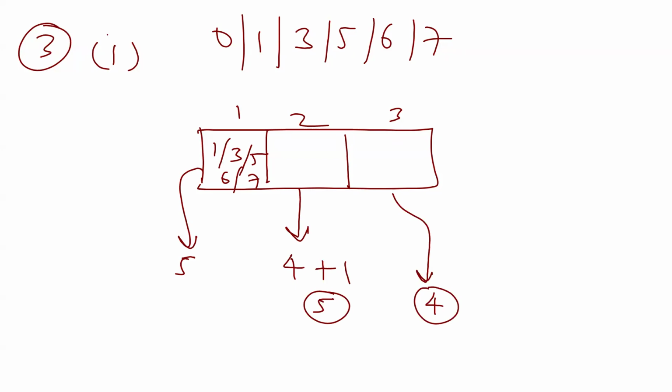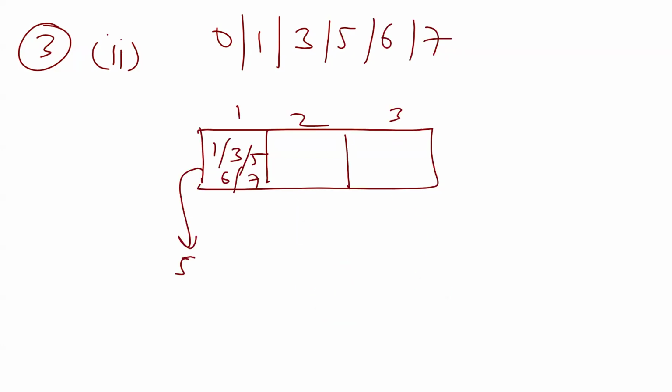Now in the second case, when repetition is allowed, this will be 0, 1, 3, 5, 6, 7. 6 ways and this also will be 6 ways. So this will be 5 into 6 into 6, which is equal to 180 ways.